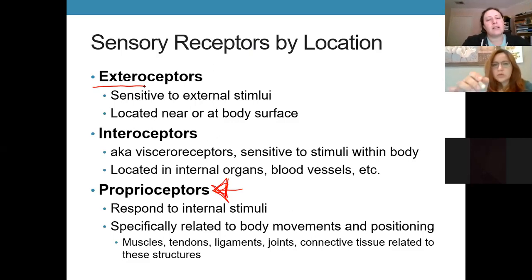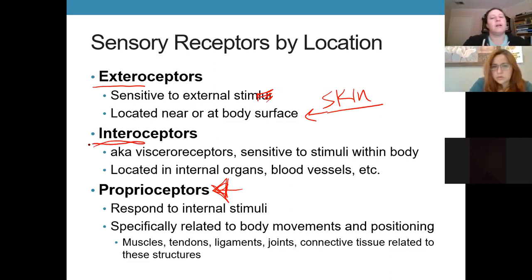So exteroceptors are ones that are sensitive to the external stimuli. These guys are always going to be located near or at the body surface. So most of these guys are in or under the skin, although some of them can be in other places that are close by.